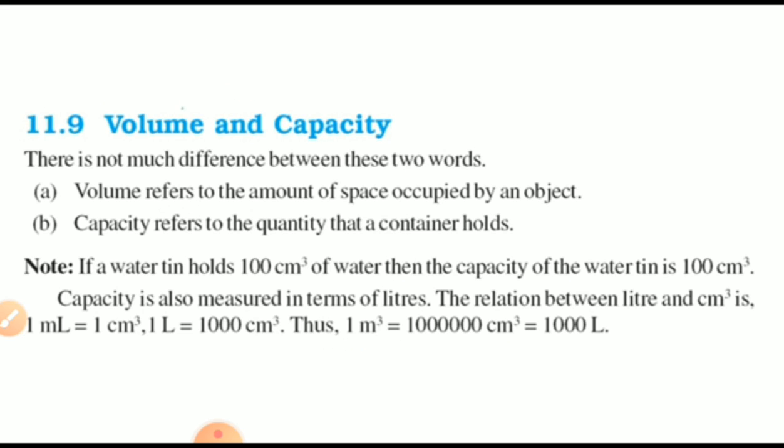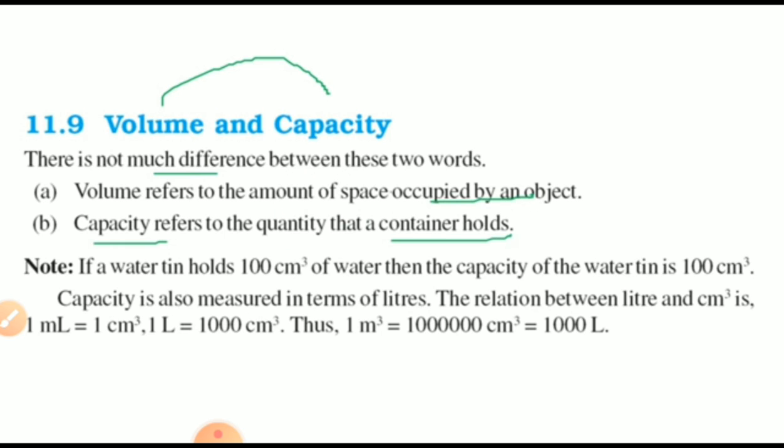Volume and capacity. Student, last point, a very important one. There is not much difference between these two words. Volume refers to the amount of space occupied by an object. Capacity refers to the quantity that a container holds. If a water tin holds 100 centimeter cube of water, then the capacity of the water tin is 100 centimeter cube. Capacity is also measured in terms of liters.